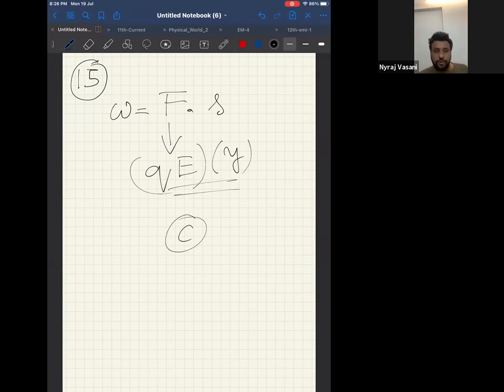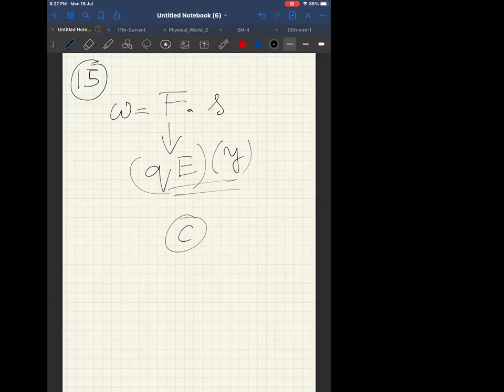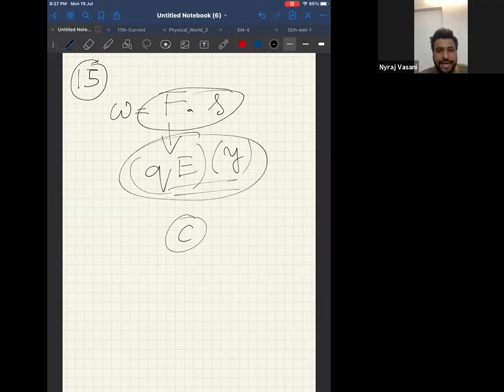This question should look very familiar because it had come in the exam as well. This knowledge is nothing new. It was direct substitution and knowledge. In fact, it's an oral question.